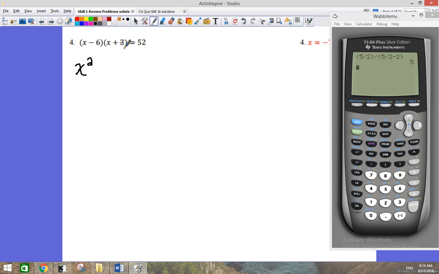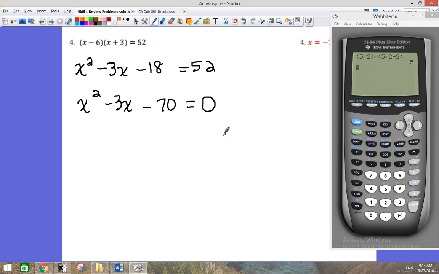We've got x squared plus 3x minus 6x minus 18 equals 52. If I subtract the 52 from each side, what do I get? I think that's 70. Yeah. And if I factor that, with a 1 as a leading coefficient, you don't necessarily have to do that x method. Its primary advantage is when that leading coefficient is a large number that's not prime.